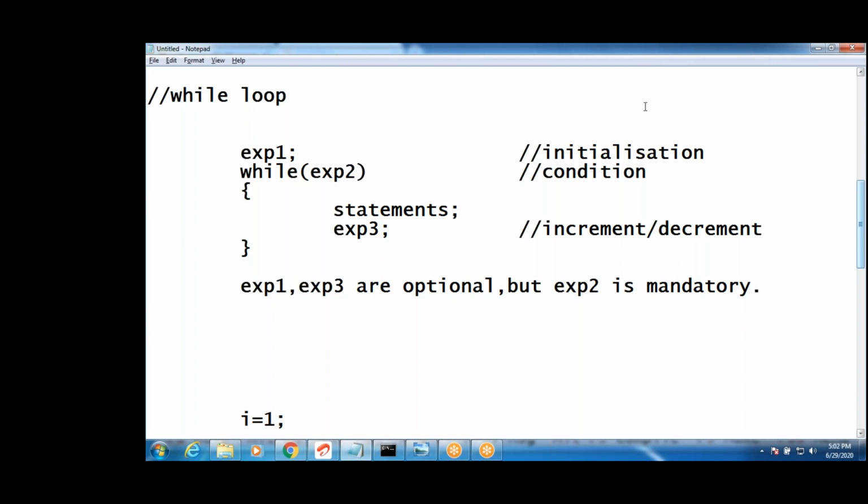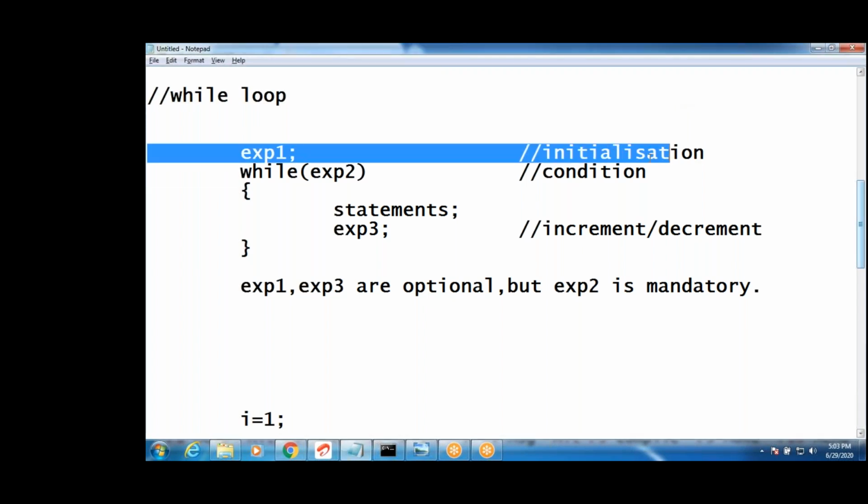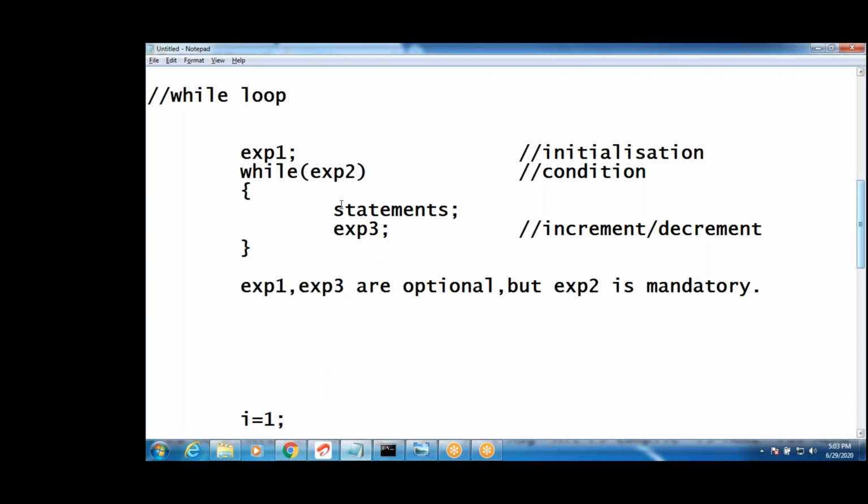Write a syntax. Expression 1 is initialization. Expression 2 is condition. Statements inside. Expression 3, increment and decrement. Here I told this point. Expression 1 and expression 3 are optional, but expression 2 is mandatory.